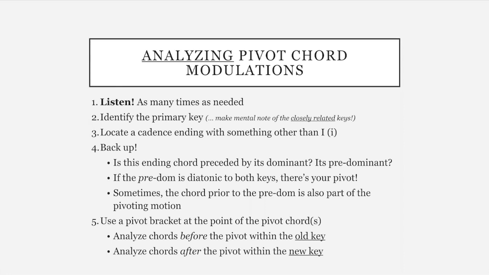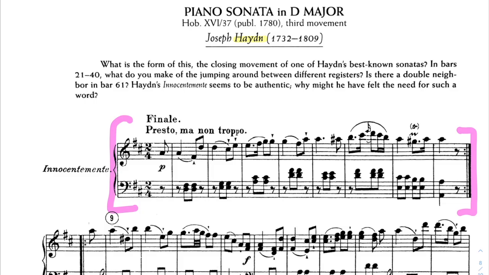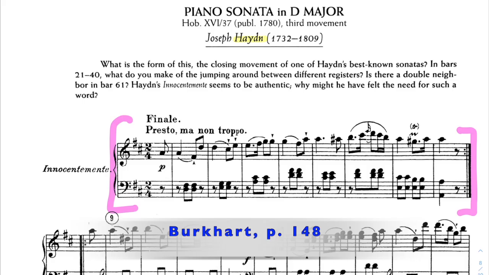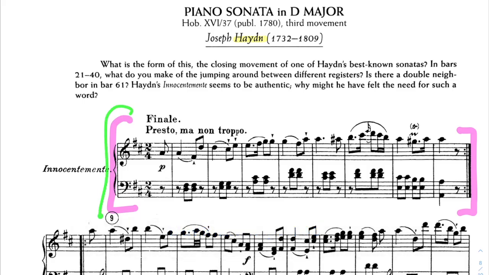Now we'll go ahead and practice applying some of these steps as we examine a couple of different excerpts. So this movement from this Haydn piano sonata actually appears in our Burckhardt. It's on page 148, so feel free to grab that. And we'll use just the opening here as a means of beginning to analyze pivot chords using the steps we just discussed. Of course, the first step we had was to actually listen. So go ahead and play this next recording from YouTube here as many times over to get a sense of what's happening, certainly within these first 8 bars.